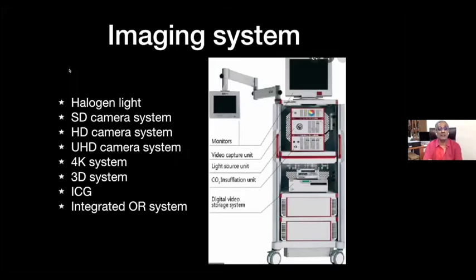So when the standard definition camera system came, we thought, wow, it's so clean, you know. This was a generational change. Now we've got the high definition, which is already old. We have got ultra high definition, the 4K system. And then to reduce the problem associated with depth perception, you have 3D systems, which almost mimic the 3D system of the robotic system.